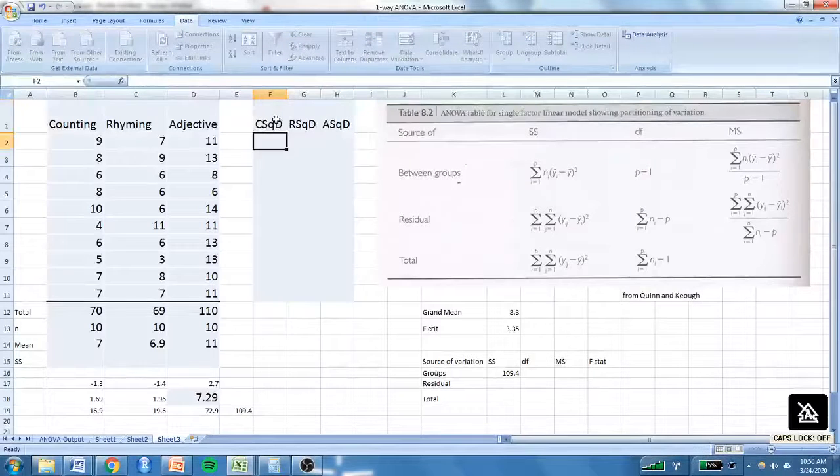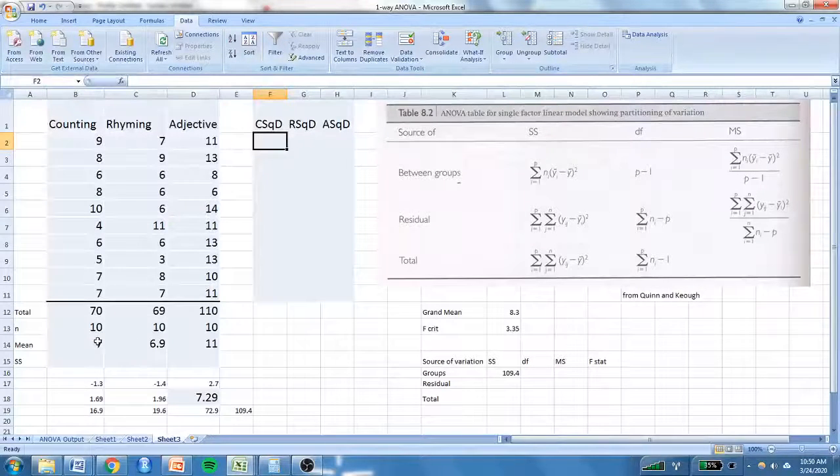Okay, so let's do 9 minus 7, and then square that. So that's going to be 4. I'm only going to go through a few of these. You should do them on your own, though, to make sure you understand. And if you have trouble, let me know. But we'll do a few. 8 minus 7, and square that. It's going to be 1. You've got 6 minus 7. That's negative 1, and you square that. That's 1.